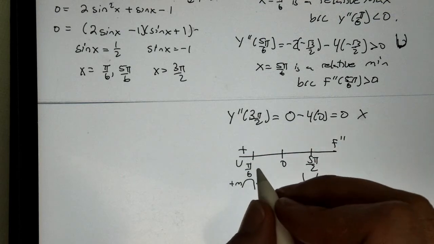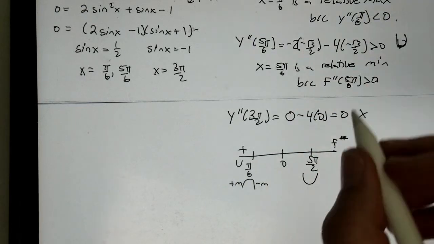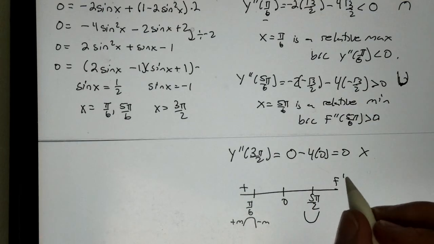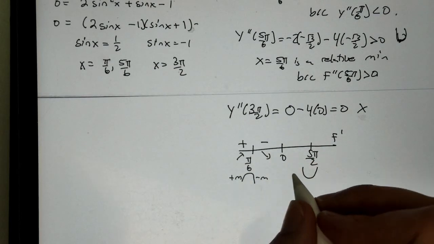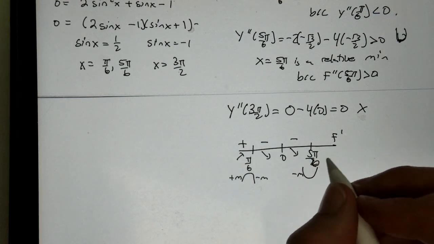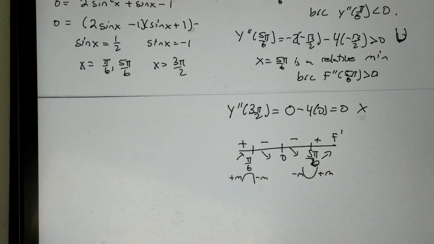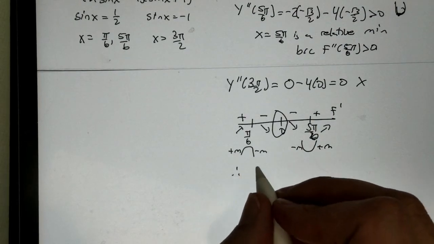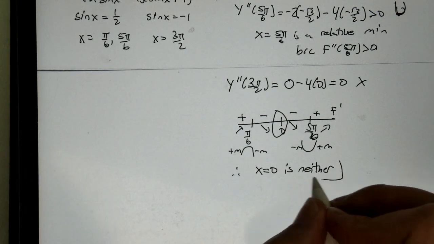Sorry, we're not using that. We're using the first derivative test here. Just got all confused there, confuddled. We're using the first derivative test here. So this is a positive slope, it's increasing. Here we have a negative slope, so it's decreasing. Here, the slope is negative, so it's decreasing as well. And at 5 pi over 6, here we have a positive slope. It's going up. So notice at 0, there is no change. So we can say, therefore, at x equals 0 is neither. And that's what we're going to put. x equals 0 is neither.